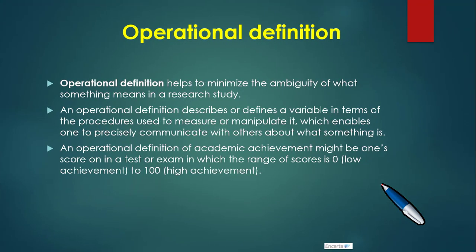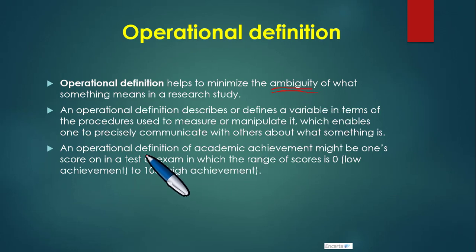Then the next thing is operational definition we are talking about. Operational definition helps to minimize the ambiguity of what something means in a research study, or what a variable means in a research study rather. Let us not be general. We are talking about variable now. This ambiguity is talking about the confusions about what a variable may mean. If we operationalize it, if we describe how we shall measure it, it will be very clear that this is what we have taken academic achievement to be.